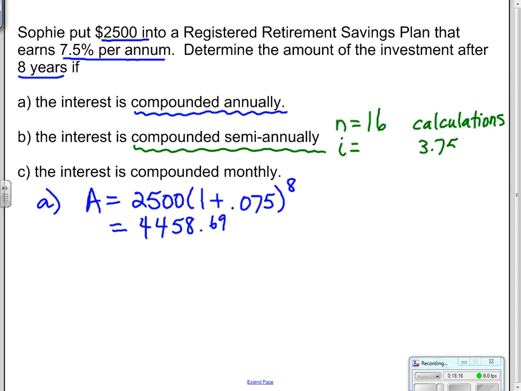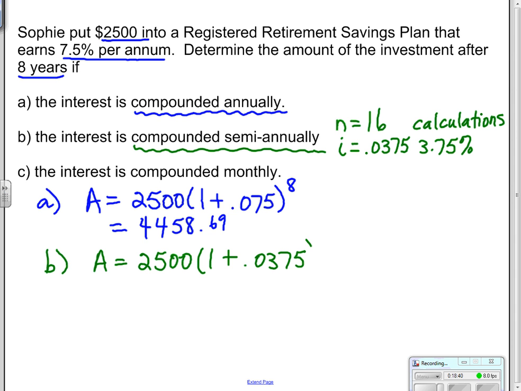So your interest is no longer 7.5%, it's 7.5% cut in half. So that's 3.75%. I just divided 7.5 by 2, which as a decimal would be decimal 0.0375. So 2 things change. So for B, our amount, we invested $2,500. It's going to get a semi-annual rate of decimal 0.0375, but it's going to be calculated 16 times. What's your guess? Is that going to be better for her or worse?